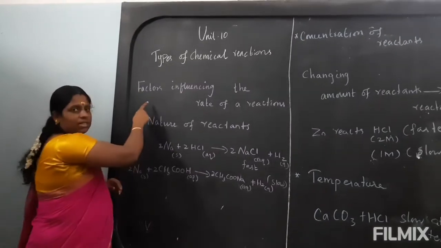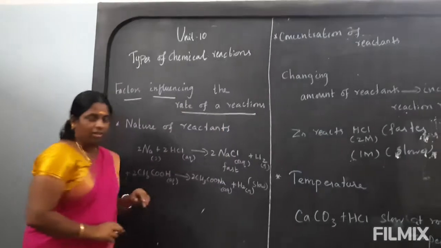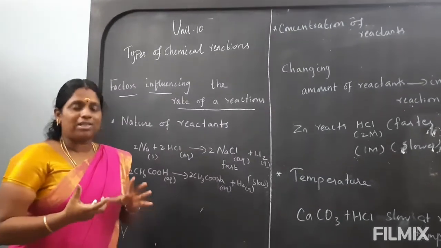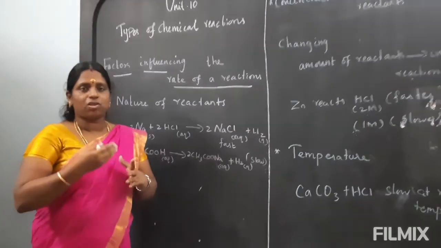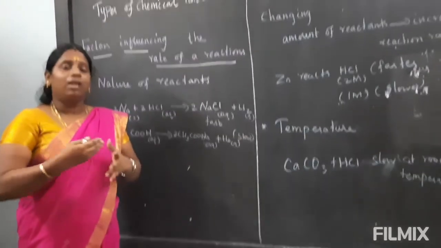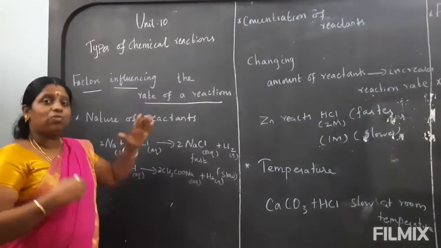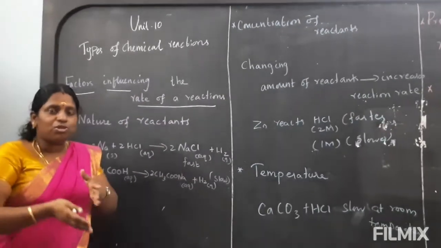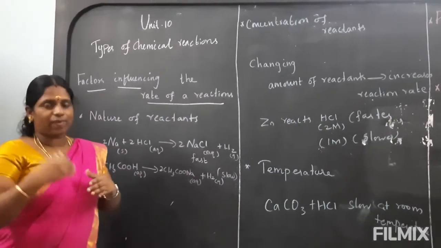So the next topic is factors influencing the rate of a reaction. Already we know what the rate of reaction is. The rate of reaction means the change in concentration of the reactant with respect to time. So what are the factors influencing and speeding up the reaction? Let me show 6 factors over here.